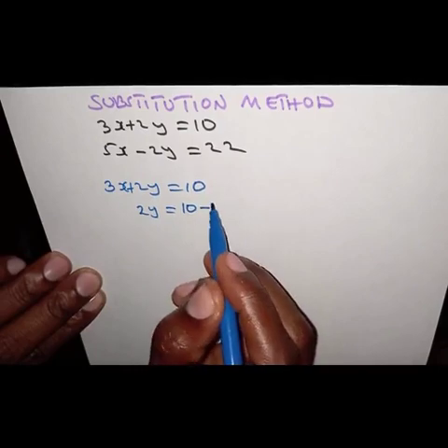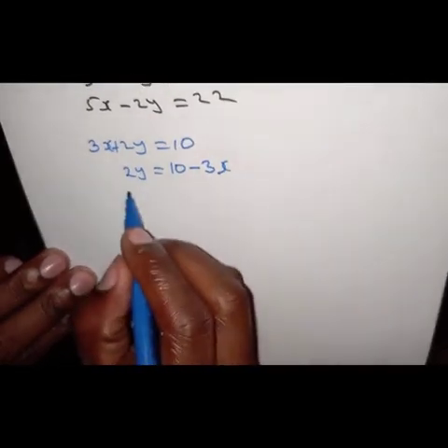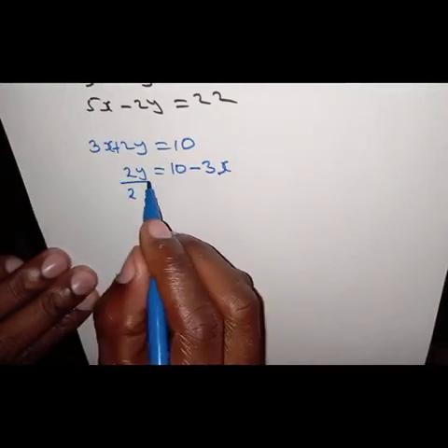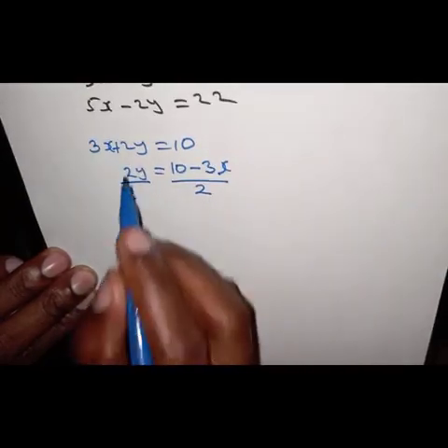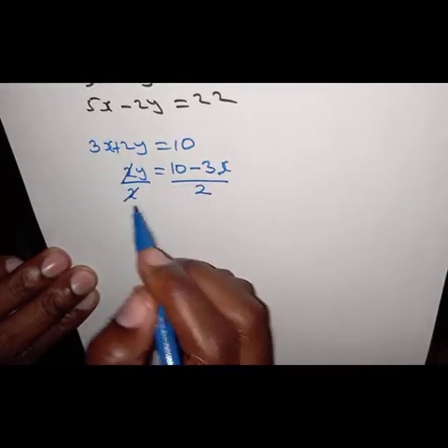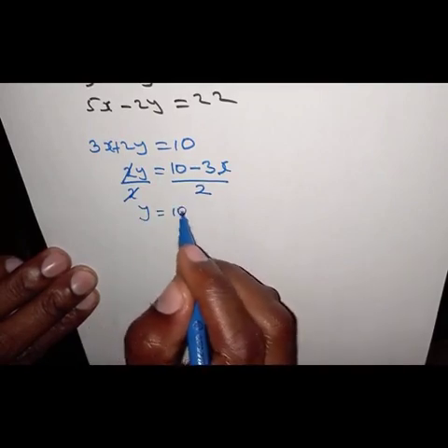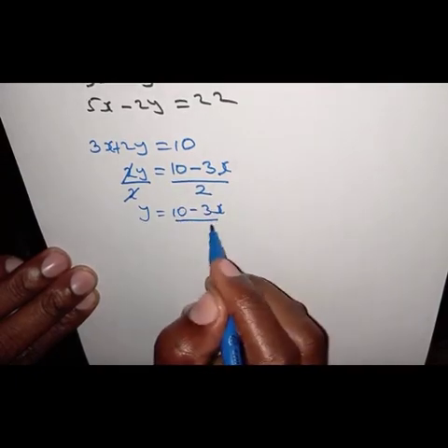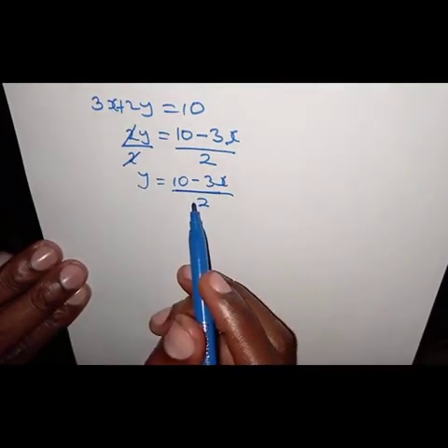3x will cross to become minus 3x. So for me to remain with y, I need to divide both sides by 2, right? So a 2 and a 2, they cancel, y remains. So I have this 10 minus 3x over 2. I've made y the subject of the formula.